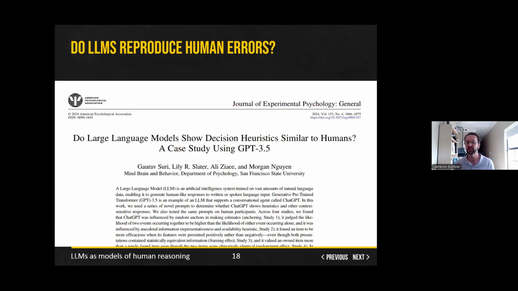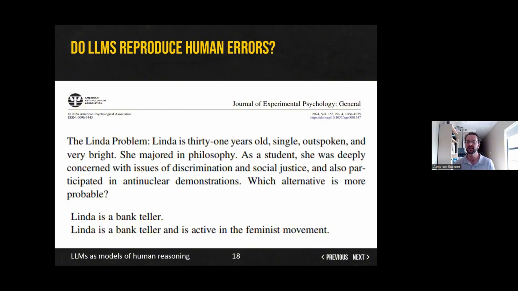So, for example, if you know the heuristics and biases tradition from Kahneman and Tversky, some people looked at, do they make the same mistakes on the Linda problem that humans do, right? To remind you, here's the Linda problem. You say Linda's 31 years old, single, outspoken, and very bright. She majored in philosophy. As a student, she was deeply concerned with issues of discrimination and social justice and also participated in anti-nuclear demonstrations. And then you ask which alternative is more probable for Linda's future profession. She's a bank teller, or she's a bank teller and active in the feminist movement.